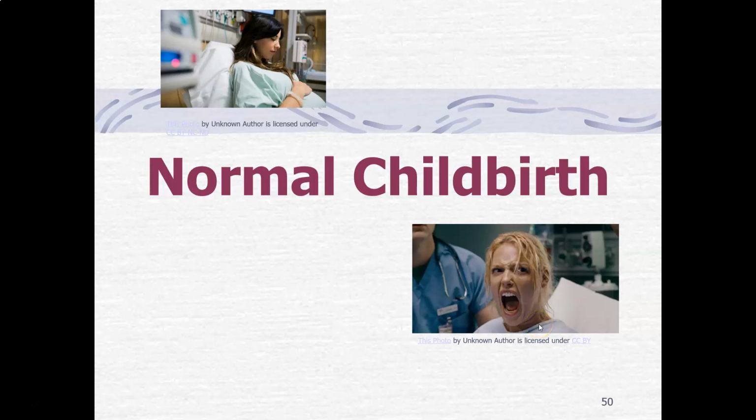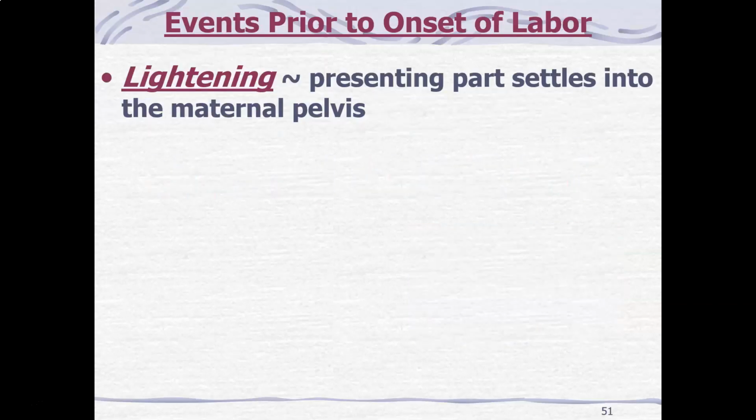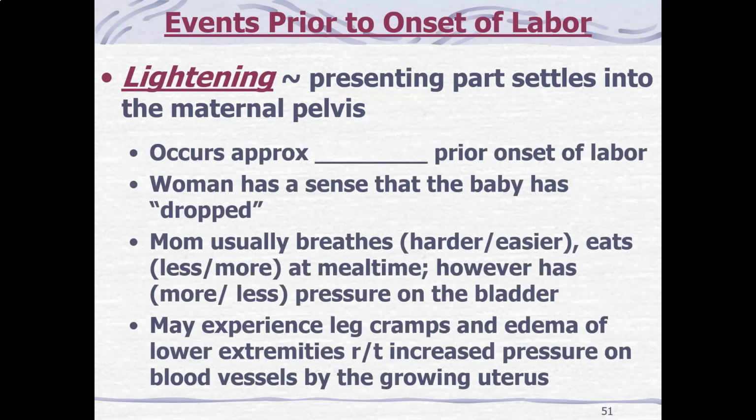All right. Normal childbirth. Events that occur prior to the onset of labor are lightening, nesting, and Braxton Hicks contractions. With lightening, this is when the presenting part settles into the maternal pelvis. This occurs approximately 2 weeks prior to the onset of labor. The woman has a sense that the baby has dropped. The mom usually breathes easier, and she's going to be able to eat more now.